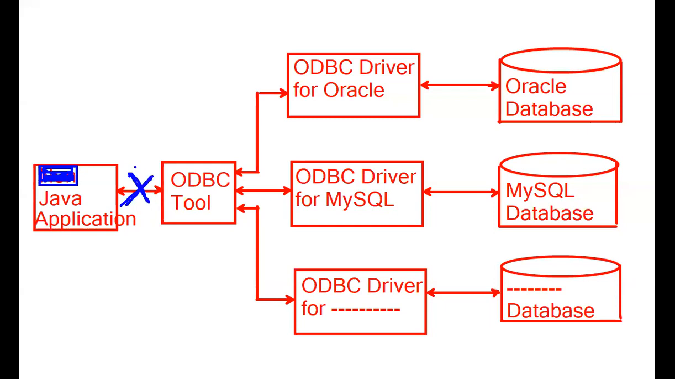So here, Java application is passing instruction, and ODBC is not understanding. So one software was developed, one translator. This Java application's instruction is passed to the translator, and the translator translates it into an ODBC understandable format. Like that, the problem is solved. Now this is one solution. Is there any other solution?